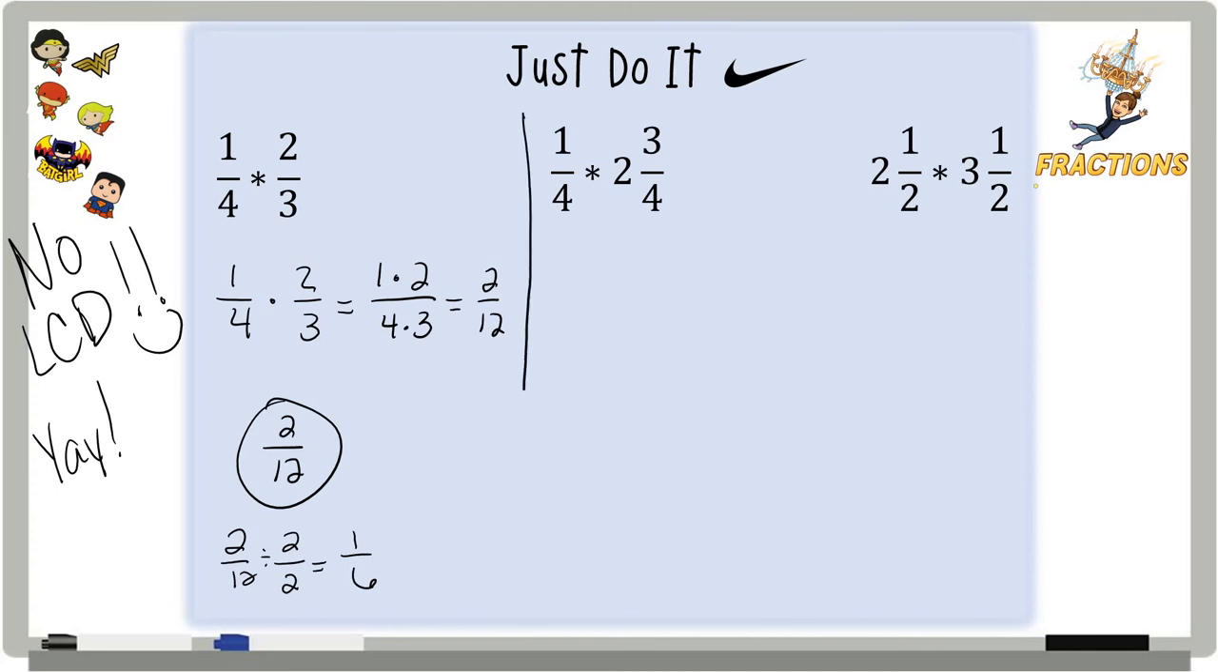All right, so let's take a look at the next one. Now, I want to remind you, when we multiply with multi-digit numbers, like if I did 12 times 14, I would do the 2 times the 4, and then I would do the 10 times the 4.